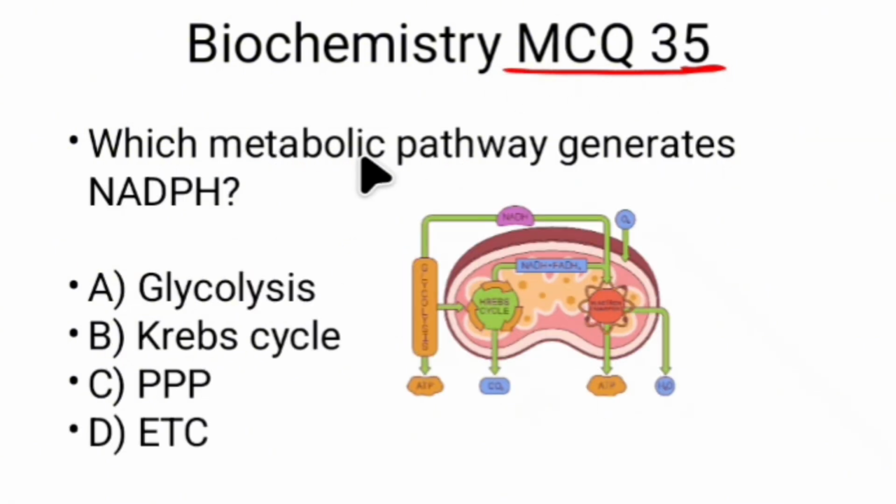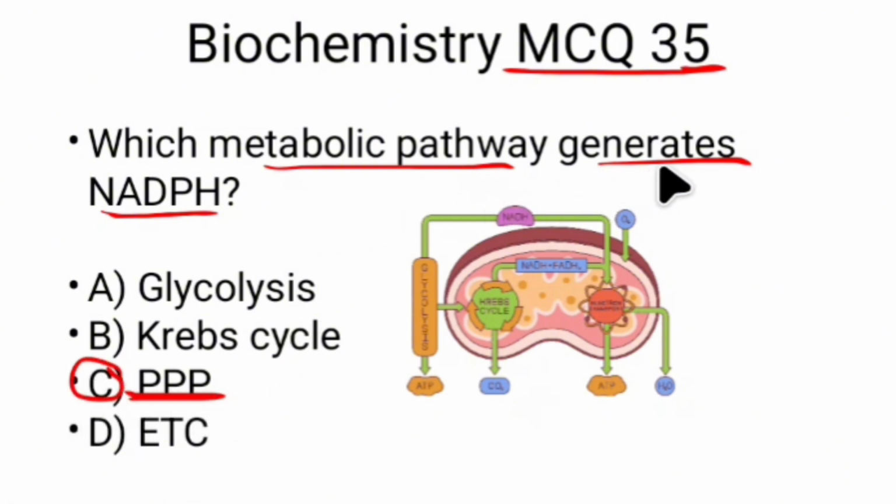Question number 35. Which metabolic pathway generates NADPH? The correct option is C. The pentose phosphate pathway generates most of the NADPH.